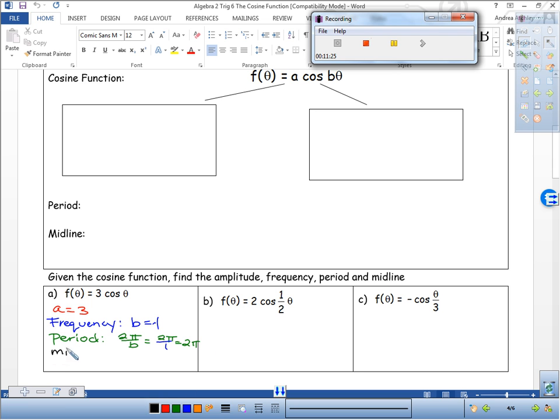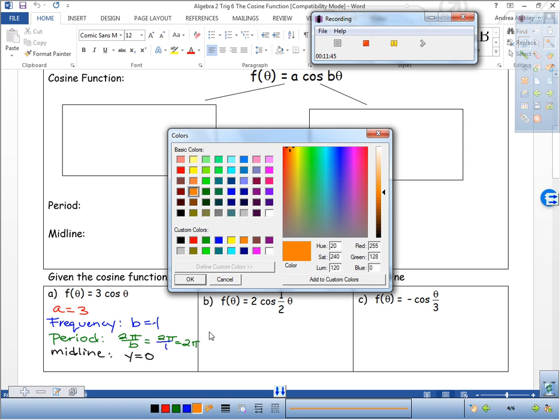And again, the midline for today is always y equals 0. Okay. Any questions over that? In your homework, they're also going to ask you about the range. So let's write that in. Get a different color.